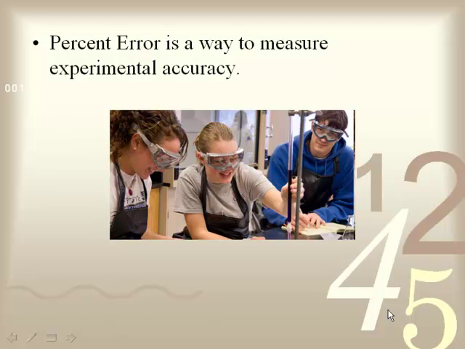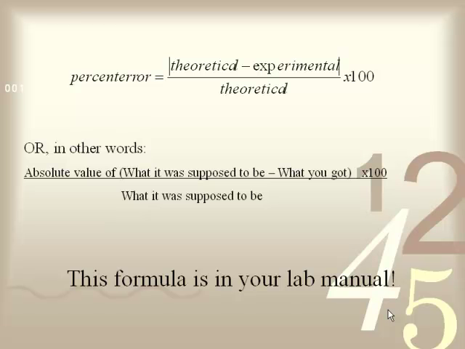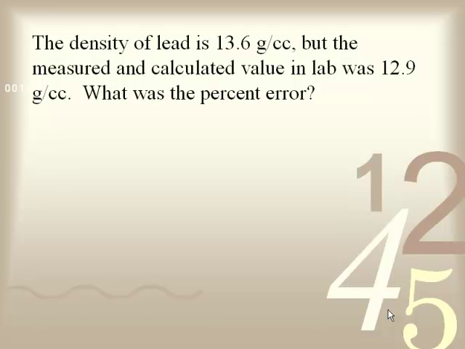Percent error is a way to measure experimental accuracy. The mathematical formula for percent error is the absolute value of the theoretical value minus the experimental value, divided by the theoretical value, times 100. In other words, we take the absolute value of what the answer was supposed to be, subtract what we got, divide by what it was supposed to be, and then multiply by 100 to make it a percentage. This formula is in your lab manual. Let's try an example now.